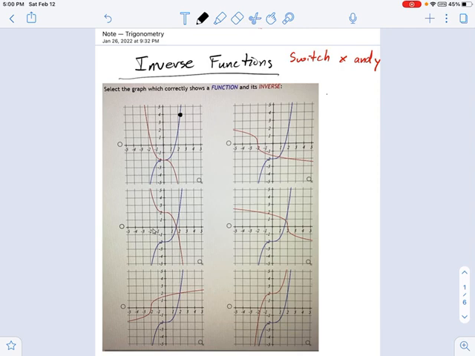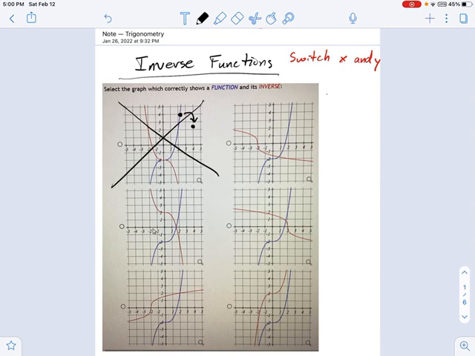Well, if you switch those points, you're going to get something like this. X is going to be equal to 4, and y will be equal to 2 point something. See how that point's going to move over there if you switch x, y? The inverse, which is red, should be crossing through that point, and yet it doesn't. So what that means is that first top left graph is not a good option.